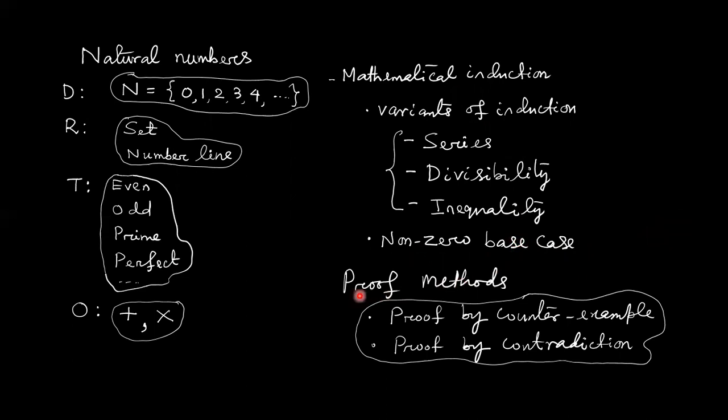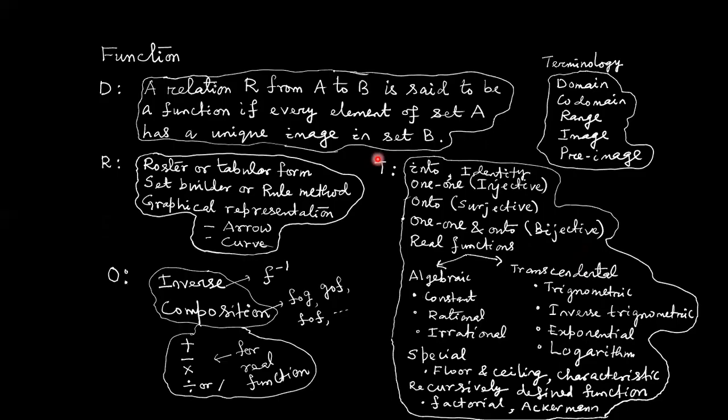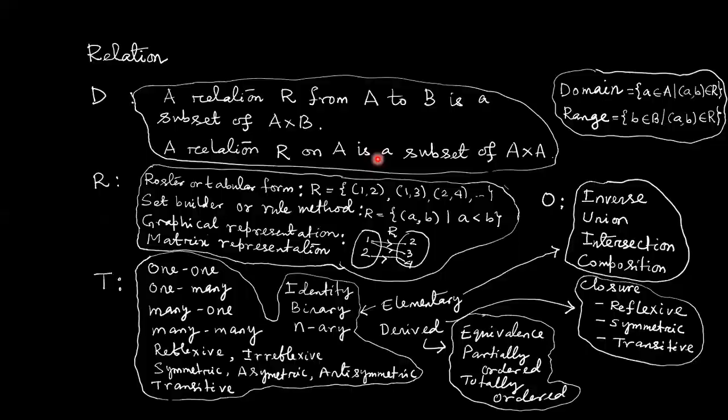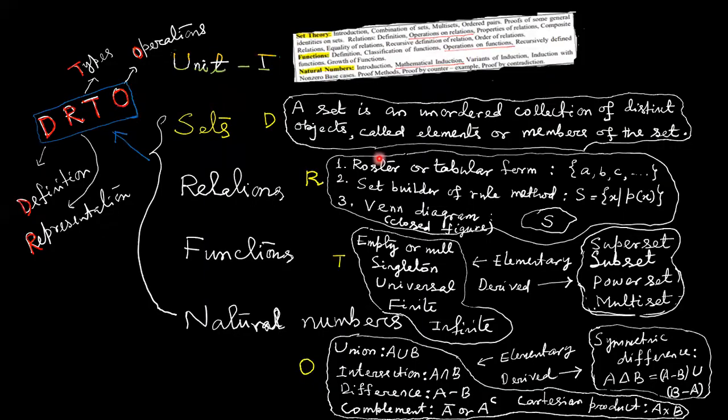Then we have different proof methods also, that is proof by counterexample and proof by contradiction. So this is the mind map of UNIT-1, that is natural number, function, relation, and set. These are the things anyone should remember to understand the problems in detail.